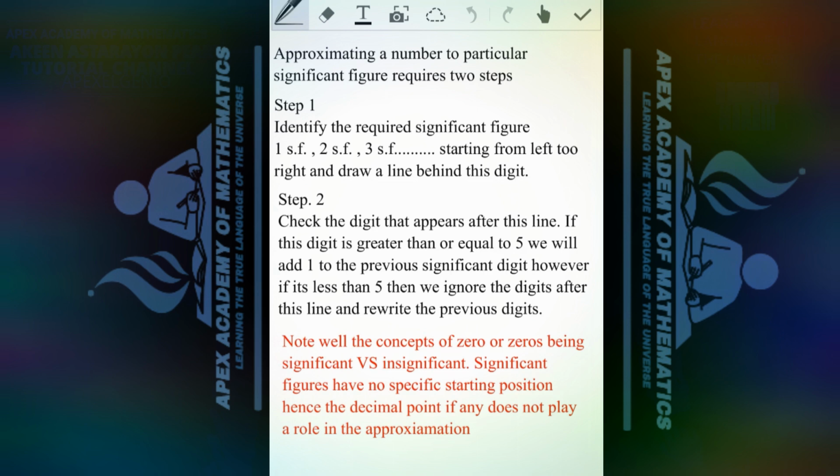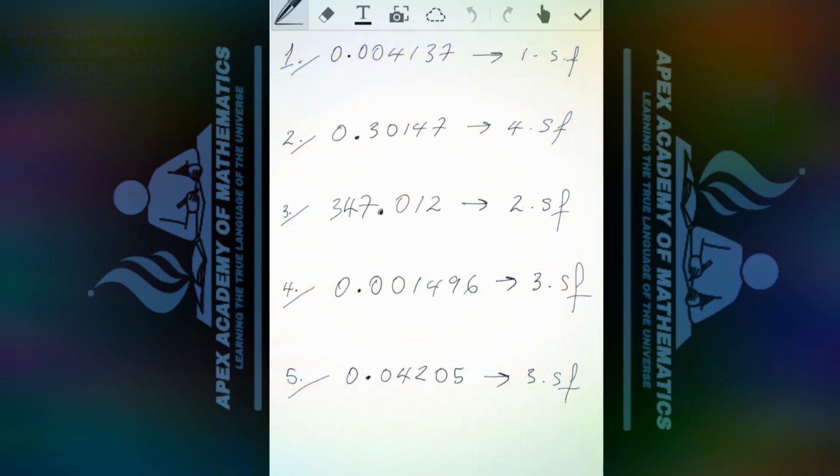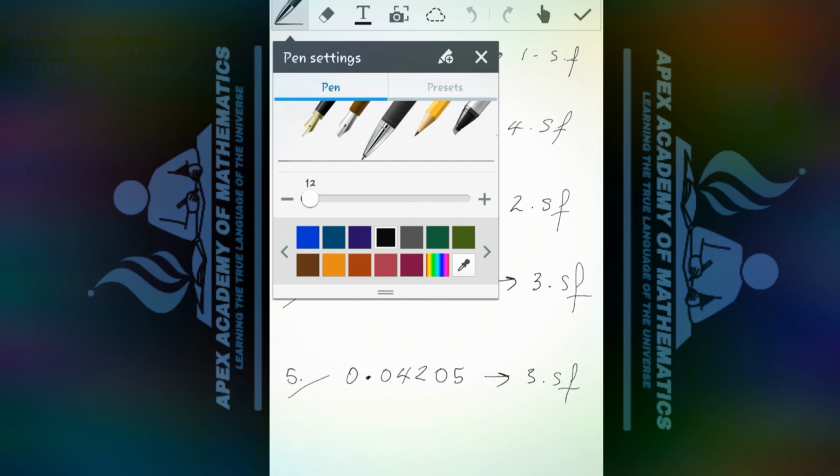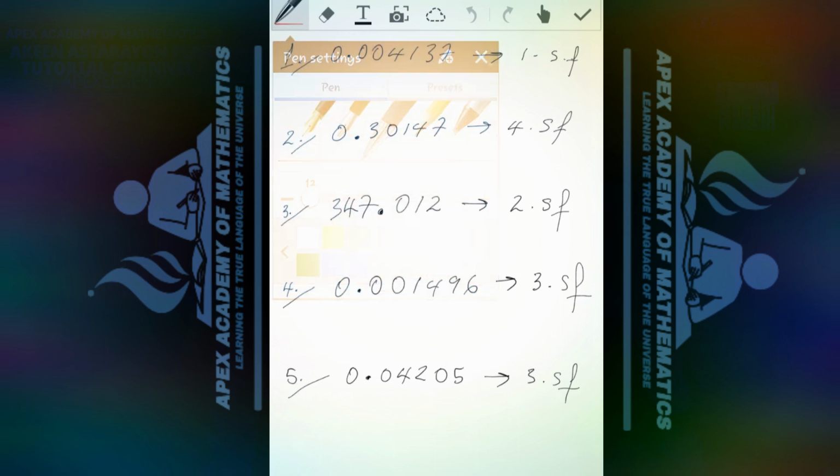Wherever you spot your first significant figure, that's where you start counting from. All right, wonderful. Let's jump right into the examples to see how best this can make sense to you. Let me change my ink here so that you can have a better understanding of how this concept works. All right, example number 1, you're given the number 0.004137, and you're asked to approximate this number to one significant figure, 1 SF, as was indicated on page 2.